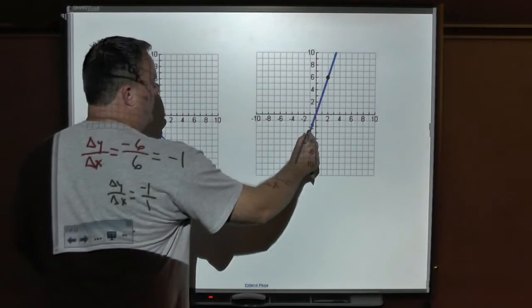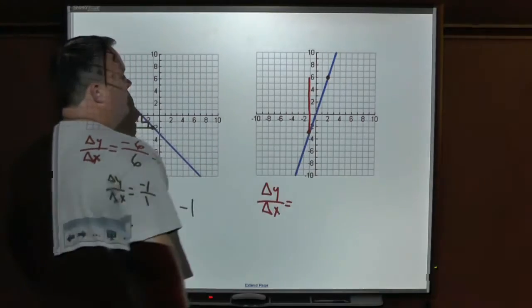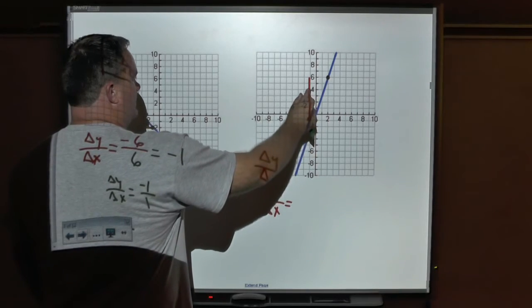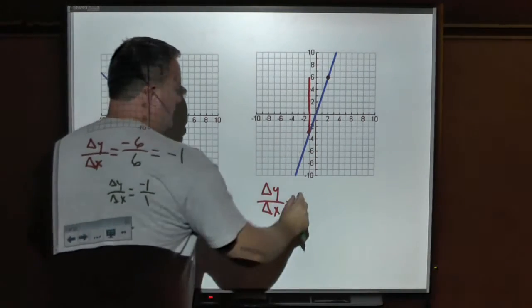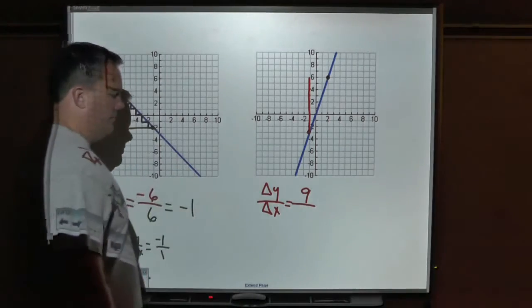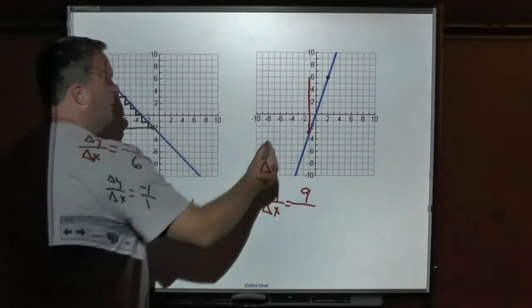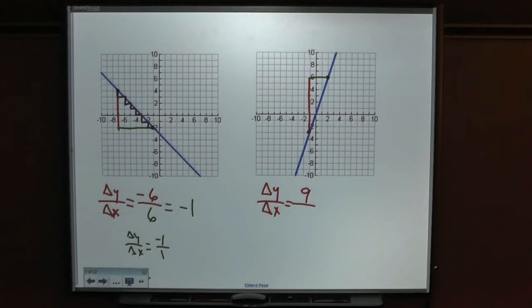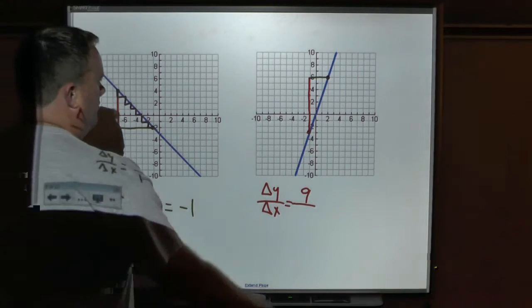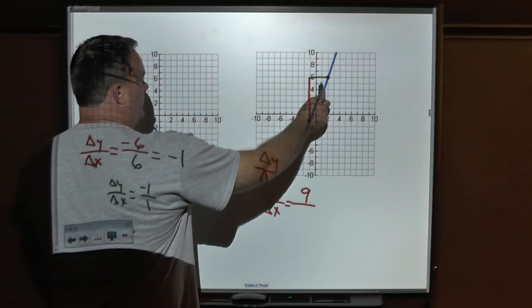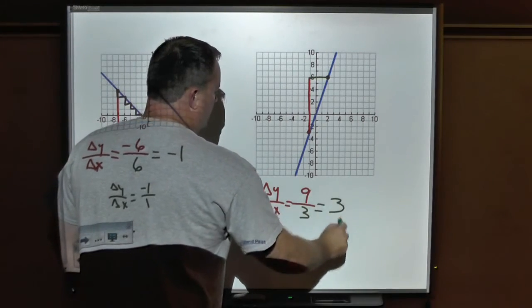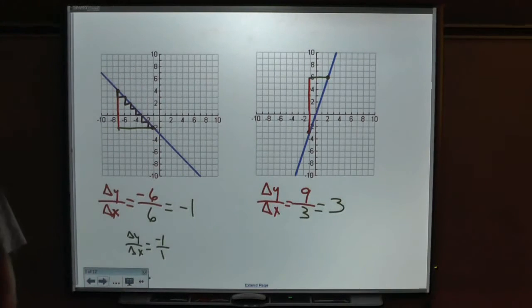We need to first count our vertical change. How many units up do we go? Well, count them. 1, 2, 3, 4, 5, 6, 7, 8, 9. That's 9 units up, so that's a positive number. The next thing we need is our horizontal change, the number of units to the right we're going to go to get back to that line. Well, we count over from that point, 1, 2, 3. That's 3 units over. So the slope of this line is 9 divided by 3, which is 3.